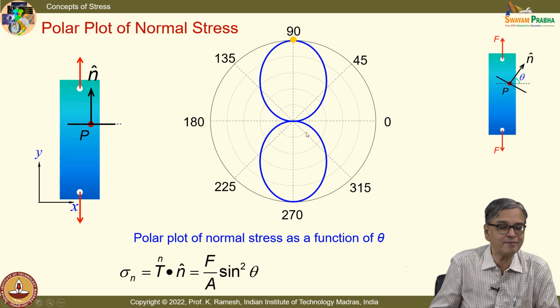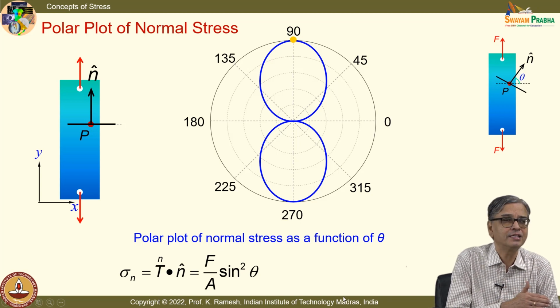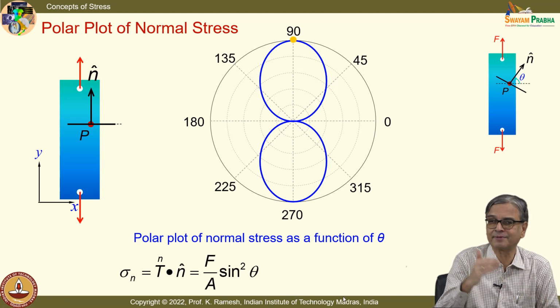What is the maximum value? Suppose I put this as 1 and this as 0. When sin theta is 0, you get this as 0. When sin theta is 90, I get this as f by a. So, it goes from 0 to f by a maximum.